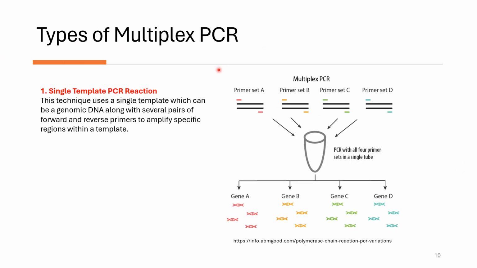Types of multiplex PCR. Single template PCR reaction. This technique uses a single template, which can be a genomic DNA, along with several pairs of forward and reverse primers to amplify specific regions within a template.